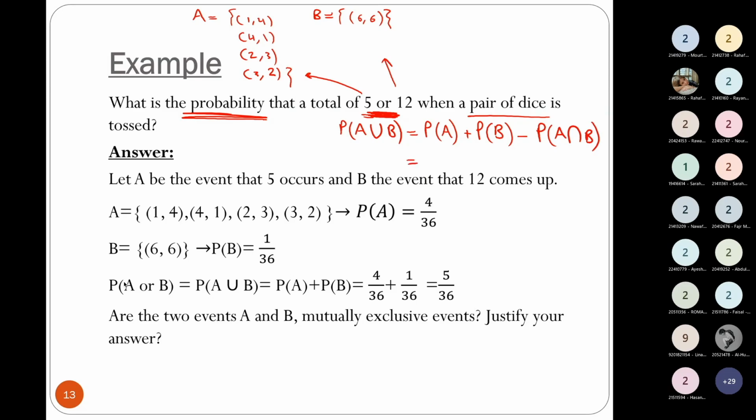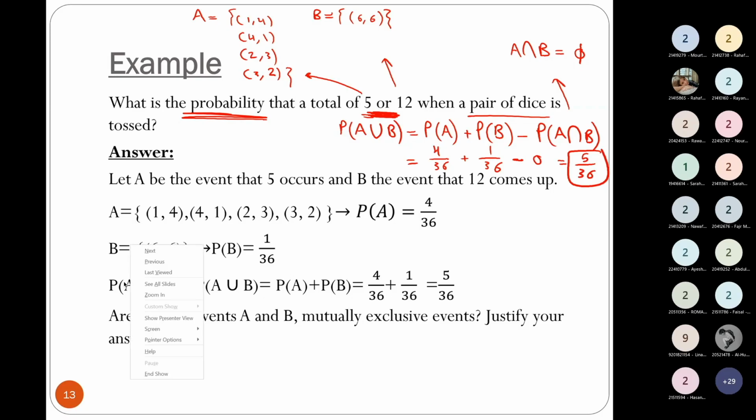This equals probability of A equal what? 4 elements. This is 4 over 36 plus B, 1 over 36, minus the intersection between A and B. We don't have an A intersection B for 5 and 12. No element between A and B. So the probability of phi equals 0. So we have 5 over 36. This is the probability that the total is 5 or 12. Any question?